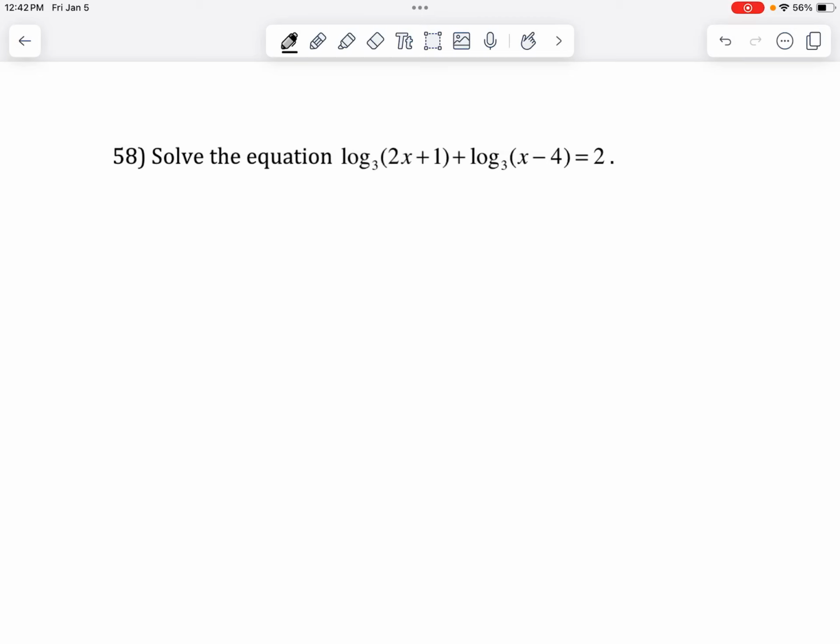Hello everyone, and welcome back to an exciting day of logarithms. So solve this equation, or in other words, solve for x.